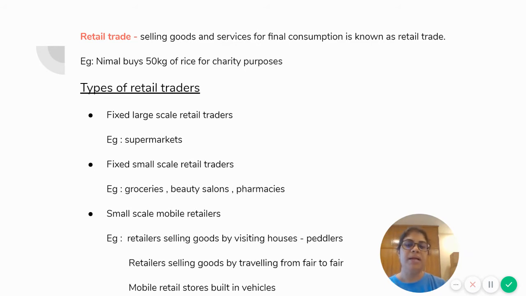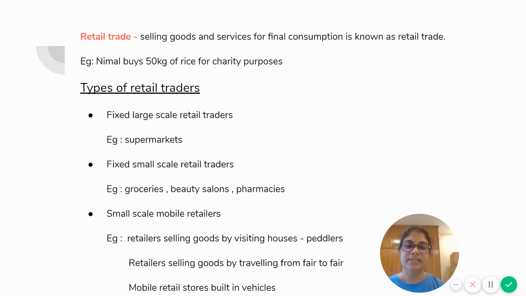And the last one is mobile retail stores built in vehicles. That's also very familiar to you. Every morning and evening you can hear the mobile vehicle which sells bakery products to you, which is very famous among us as Choompa. So they will sell bakery products to you in mobile retail stores built in vehicles. Then the ice cream sellers sell different types and varieties of ice creams in their mobile vehicles. Then fish, fruits and vegetables also in the same way.